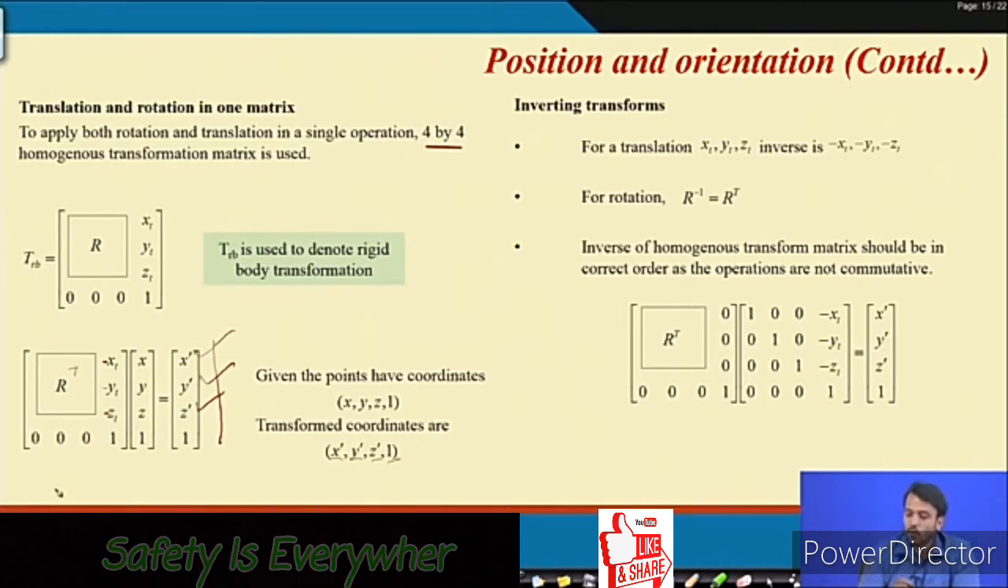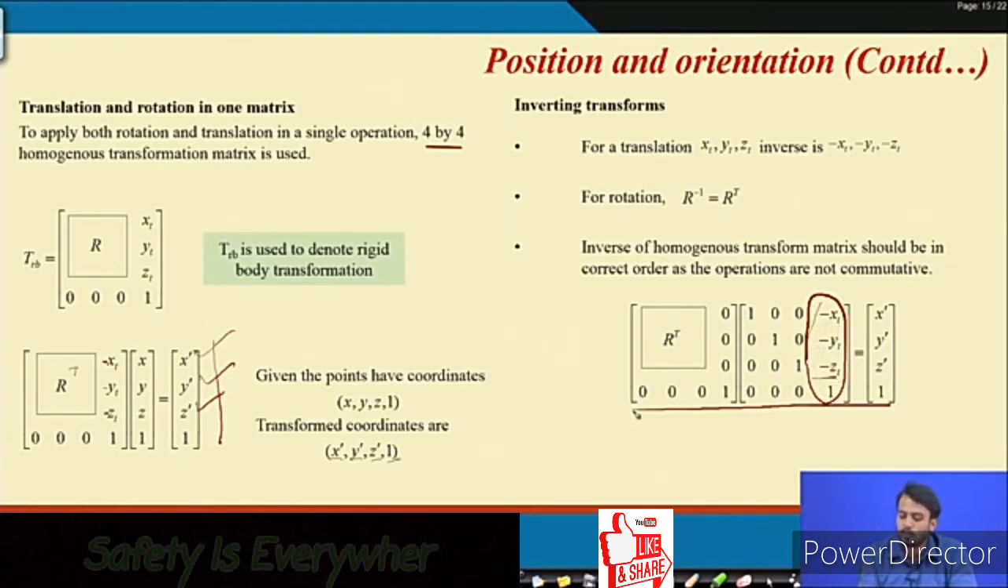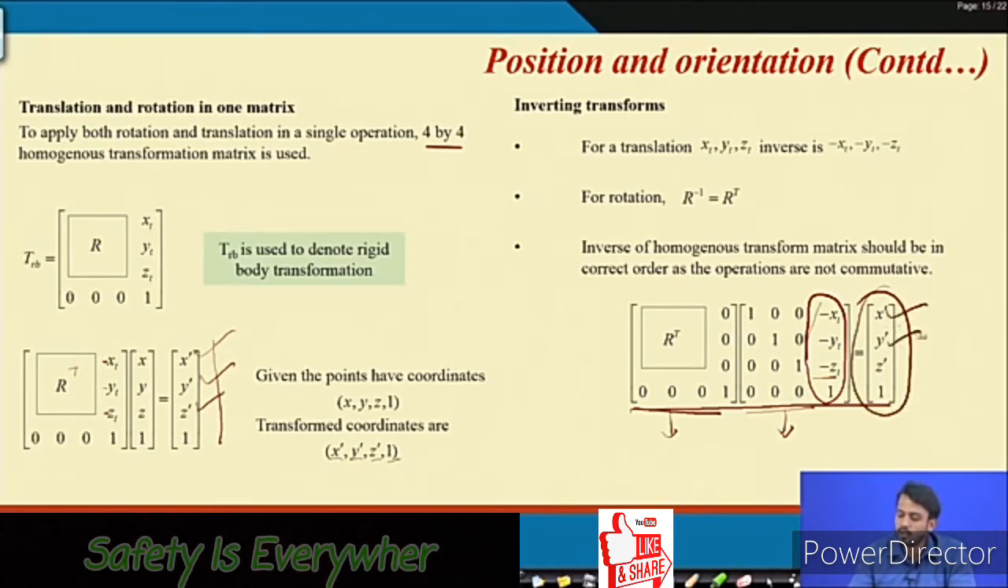For that purpose, we denote it with the help of a particular transformation matrix. In the first part, you go for the translation having minus XT, minus YT and minus ZT, and secondly you go for the rotation. In this part there will be no rotation, and in this part there will be no translation. So finally we obtain X dash, Y dash, Z dash and 1. This is our final objective, that means the transformed coordinates for a particular 3D model.